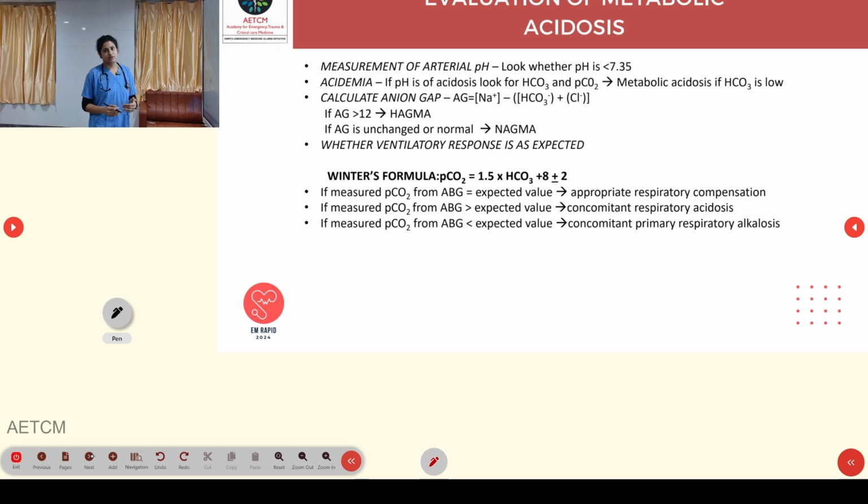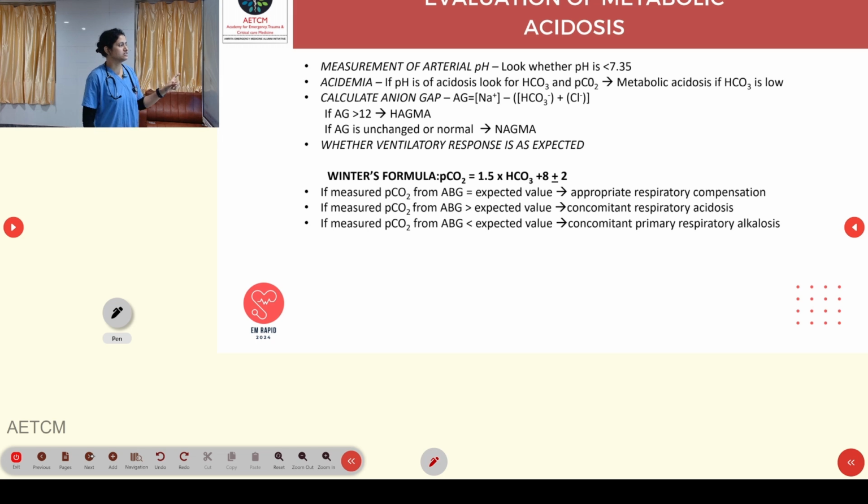And calculate the anion gap, that is by the equation sodium minus bicarbonate plus chloride. If it is more than 12, it is HAGMA. If it is unchanged or normal, it is NAGMA. And look whether the ventilatory response is as expected.